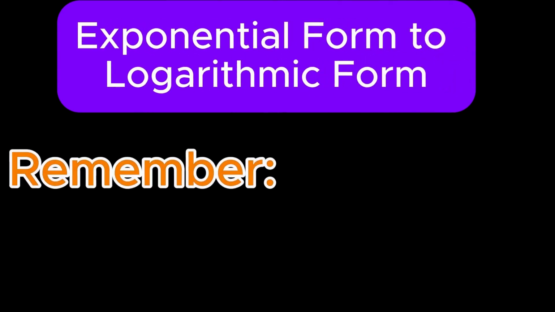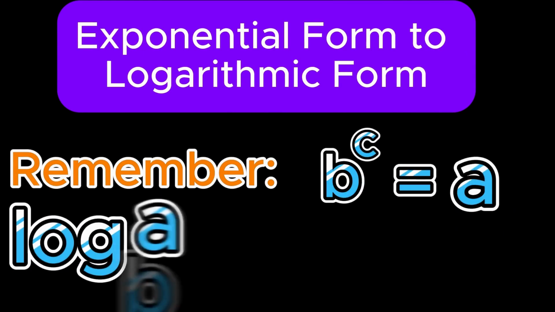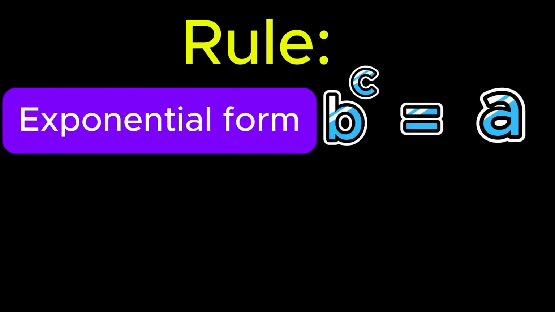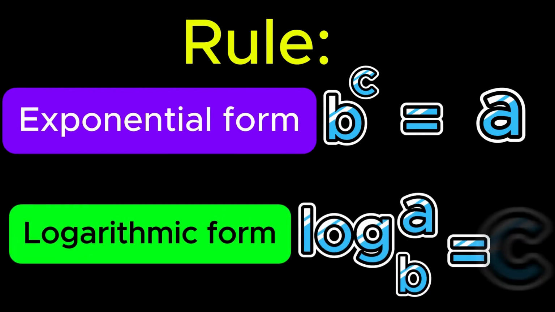Let's learn how to convert between exponential and logarithmic forms. Remember, if b to the power of c equals a, then log base b of a equals c. Here's the rule. Exponential form: b to the power of c equals a. Logarithmic form: log a base b equals c. Let's look at some examples.